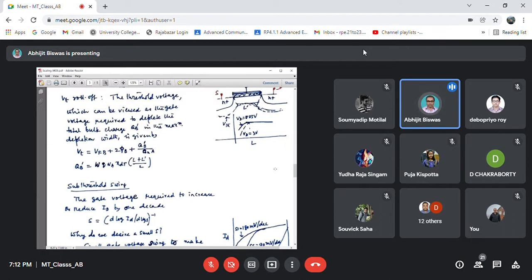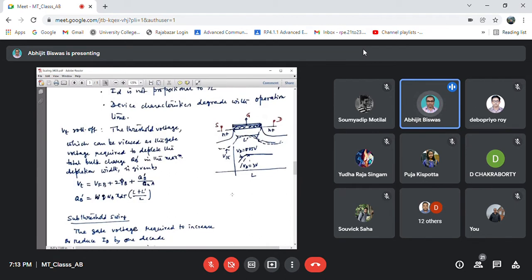So I think it is clear why the threshold voltage drops as we shrink the channel length, due to this factor, L plus L dash divided by 2. VTH depends on Q dash B, and Q dash B is proportional to L plus L dash. So L plus L dash is very small in case of a short channel device. That is why VTH falls with decreasing channel length. So this is the reason why in case of a short channel device, the threshold voltage falls with the diminishing channel length.